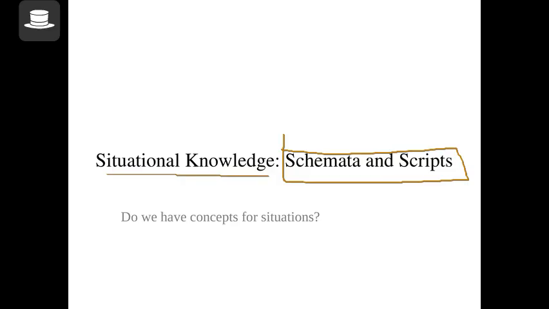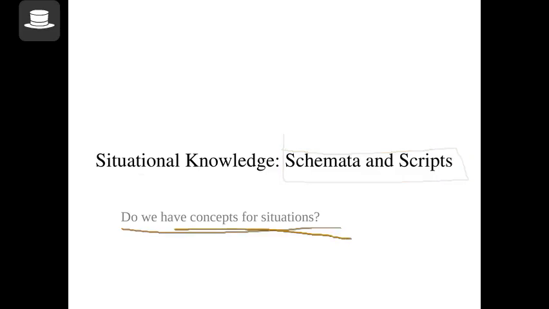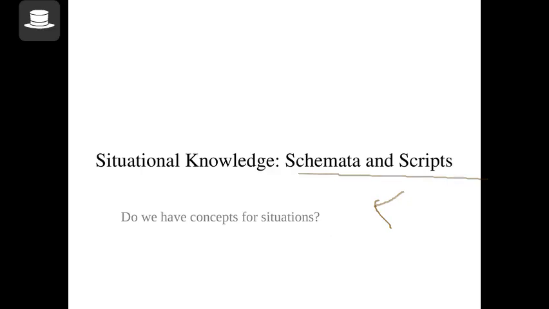The idea is simple. If we have concepts for objects that we experience, do we have concepts for situations? Well, by now you should know that we do. So we have situational concepts, and those are given different names, but the idea of situational concepts or situational knowledge is pretty much the same. You have concepts and you have propositions, but the concepts are not about objects, they are actually about situations. So in the next video we'll talk about schema, or schemata, and scripts.